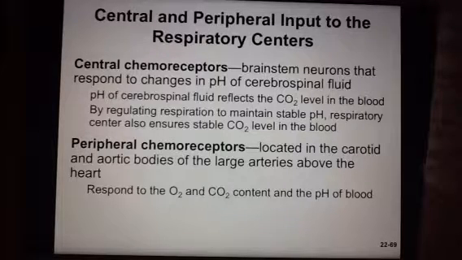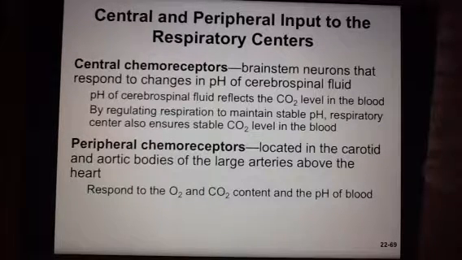So the first type is central chemoreceptors, and they get their information from changes of pH in the CSF, in the cerebrospinal fluid. And first of all, you're thinking, well, what does pH of cerebrospinal fluid have to do with anything? But that pH reflects the carbon dioxide level in the blood. So remember, we talked about if carbon dioxide is building up, it can become acidic, and that's going to change the pH. So those central chemoreceptors in the brainstem are kind of reflecting any changes in that pH.